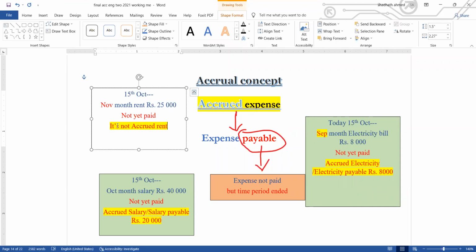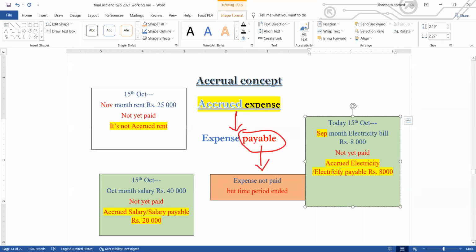Because the reason, time period not ended. My dear students, I can't keep dictating everything. You have to note it clearly. So why is it not an accrued rent? You have to note it: because time period not ended.